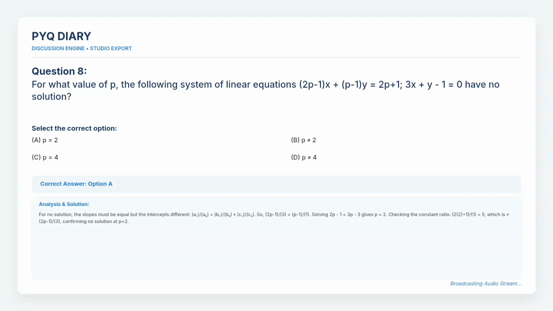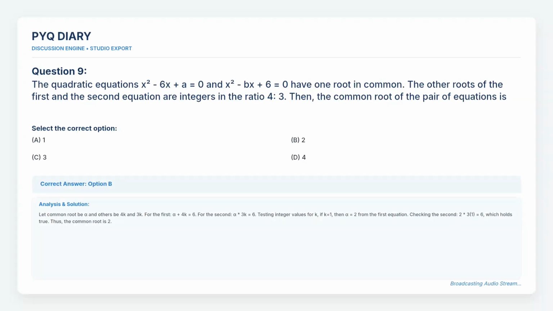Question 8. For what value of p does the following system of linear equations, (2p minus 1)x plus (p minus 1)y equals 2p plus 1, and 3x plus y minus 1 equals 0, have no solution? The choices are A. p equals 2, B. p not equal to 2, C. p equals 4 and D. p not equal to 4. The correct answer is option A. p equals 2.